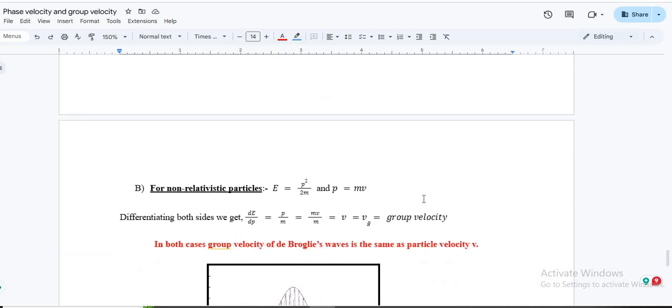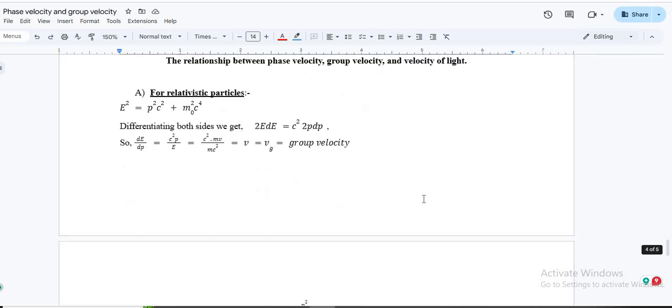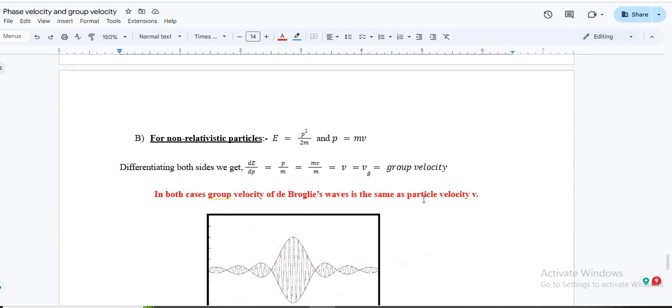Now take the case of non-relativistic. In the non-relativistic case, we are considering the velocity to be much lesser than the velocity of light, even much lesser than 50% of the velocity of light. It's a normal velocity we are talking about. In this case, the energy is given as p square by 2m, which is basically half mv square, the normal kinetic energy. And the momentum is m into v.